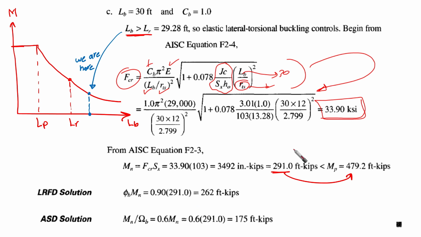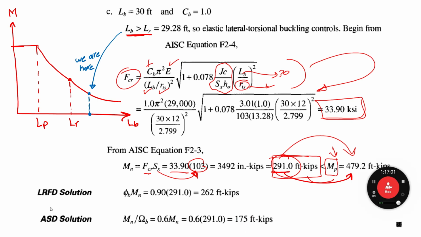This is Fcr. Then multiply it by the elastic section modulus. We're talking about the elastic section modulus, not plastic. Take care. So then you are going to obtain the nominal flexural strength. It should be capped with the plastic moment always. It should not exceed it, of course. Then we are okay: 229 less than 479. Based on this, we are going to find that the LRFD solution is 0.9 times 291, which is 262, and for ASD it is 175.